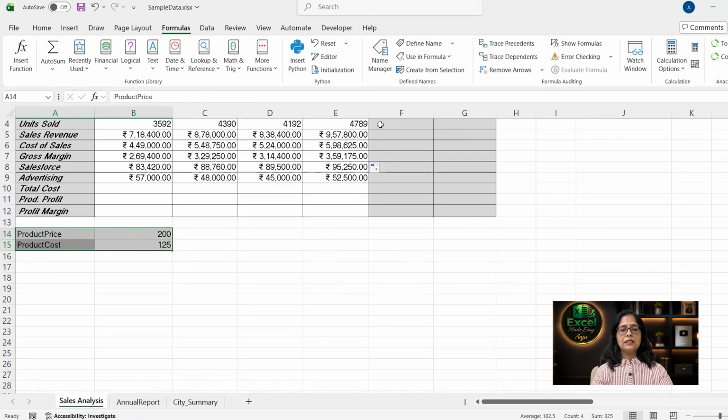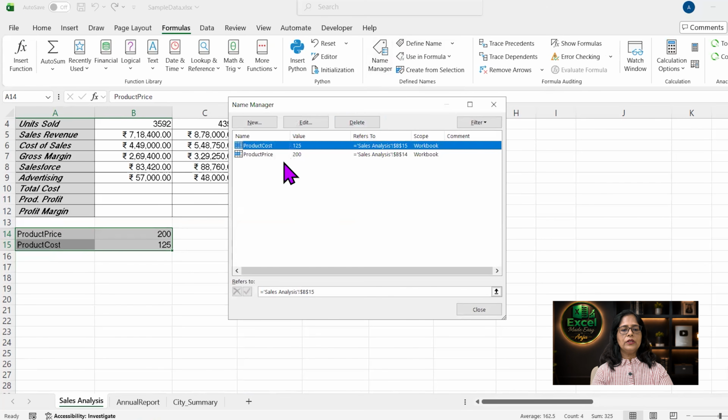How do you know that these are created? You can see them by going to the name manager, and you can notice that these two are created. Values are also assigned, and to which cell it refers. So currently product cost is selected, which is 125 right now. It refers to sales analysis sheet B15 cell address, and it is used as an absolute cell address. So this is how you can see a name getting created.